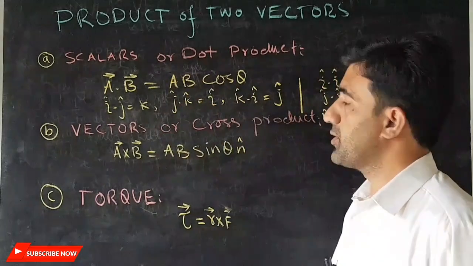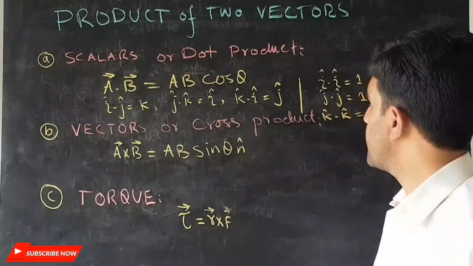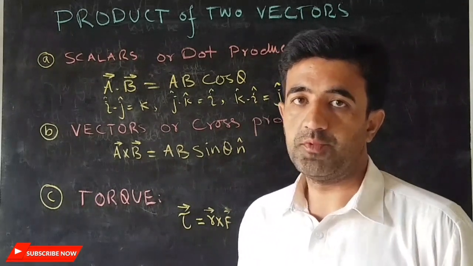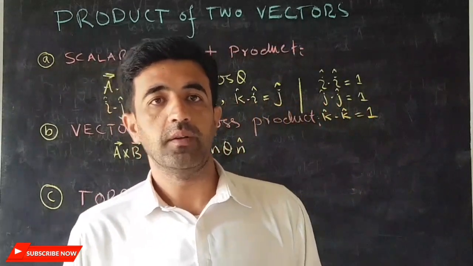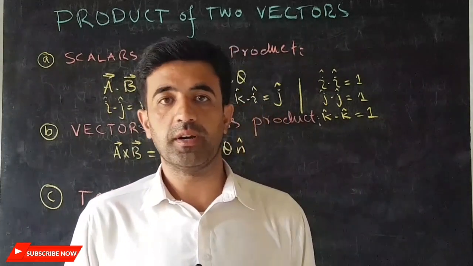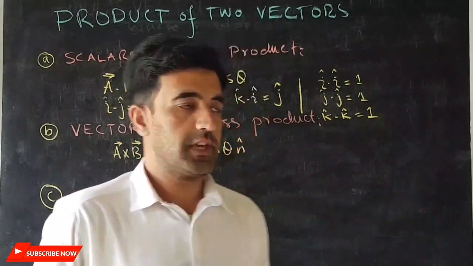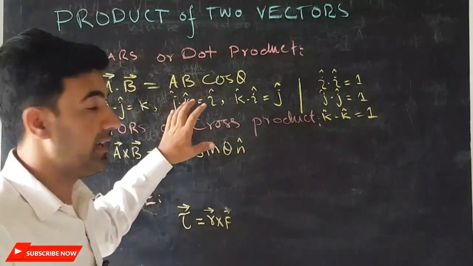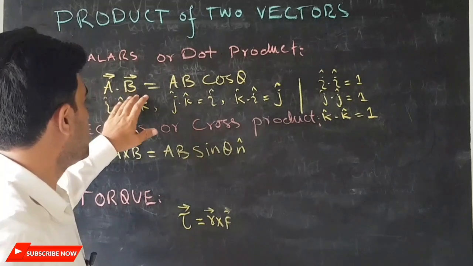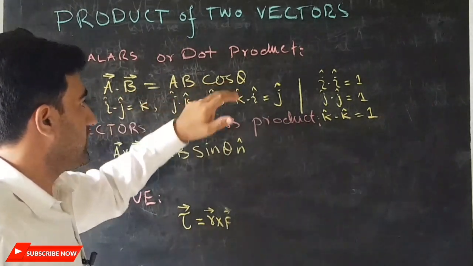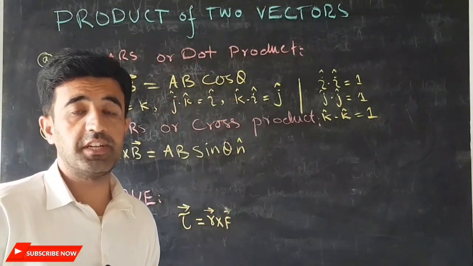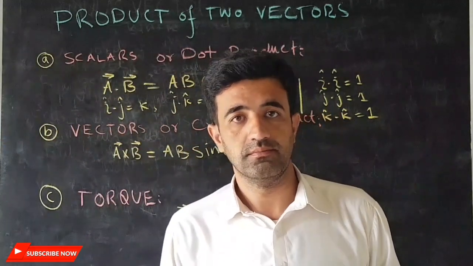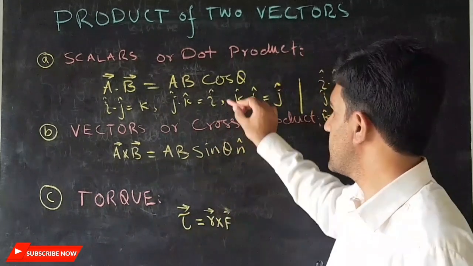The next formula is about the product of vectors. If we have two vectors, let's suppose vector a and vector b, and we want to know about the scalar or dot product of these vectors, we can write that a dot b is equal to ab cos theta. Remember that whenever we do a dot or scalar product, we will get cos theta with the dot.